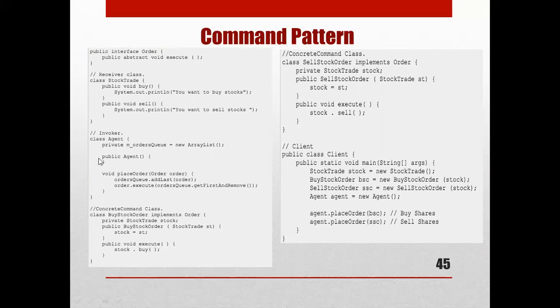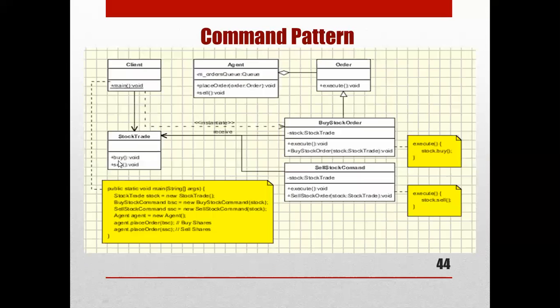Okay, it has some methods and private attributes like private m order sq equals new array list. It has some invokers. It has one method, public agent. Here you can see that public agent.